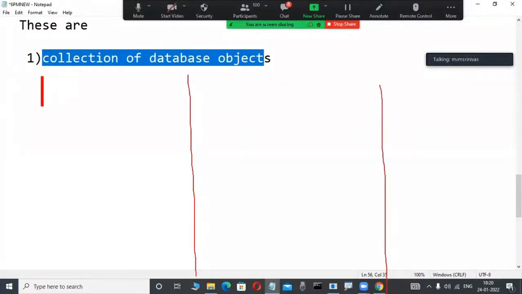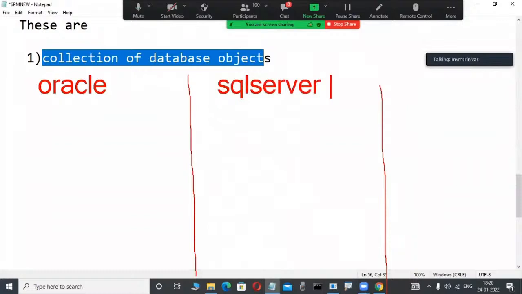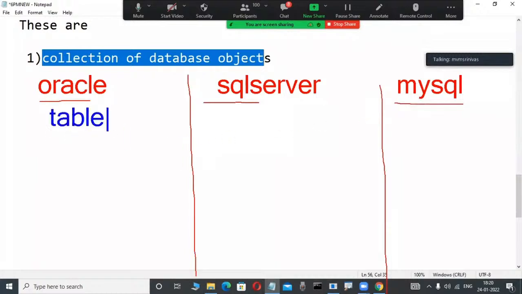Suppose you are learning an Oracle course, for example. Oracle is a relational data model product. Other people are learning SQL Server, which is also a relational data model product, and MySQL is again one from a different company. But in Oracle, which database objects are available? A first-time newcomer may have an idea: table. A table is a database object. Here also a table is there, and in MySQL also a table is there.